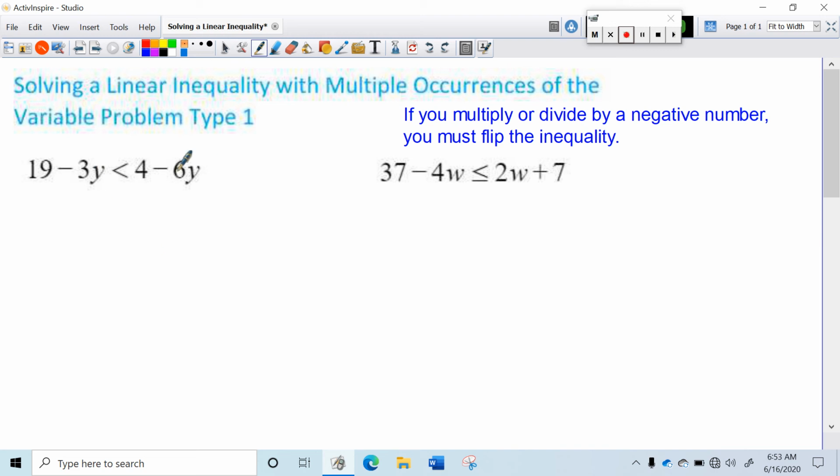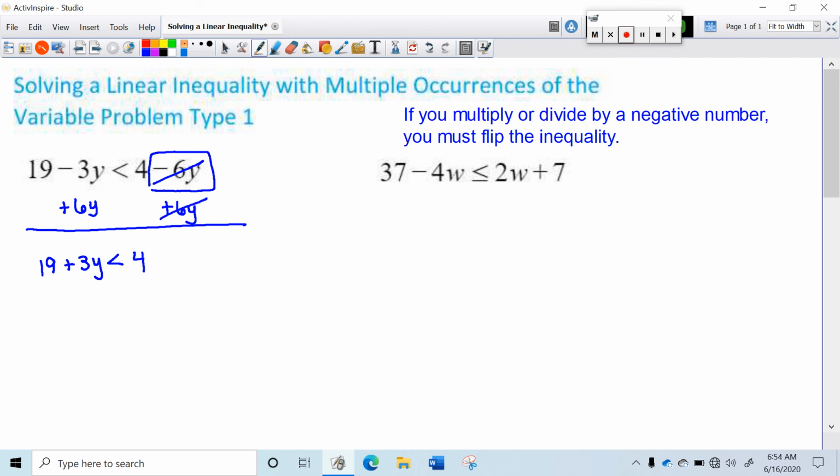Now I notice that the y's are on opposite sides. I need to get them together, so I always move the smallest y value. So between a -3 and a -6, the -6 is smaller. So I'm going to take this guy and move it over. The opposite of -6y is +6y. You're always doing opposites, and I'm going to put that under my y like this. Okay, so bring down the 19. -3 plus 6 is a +3y. Bring down the inequality is less than, bring down the 4, and the opposites here cancel.